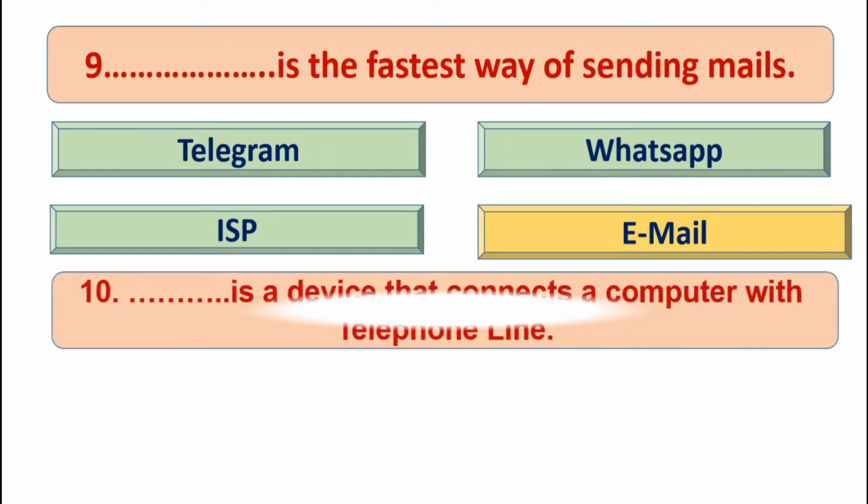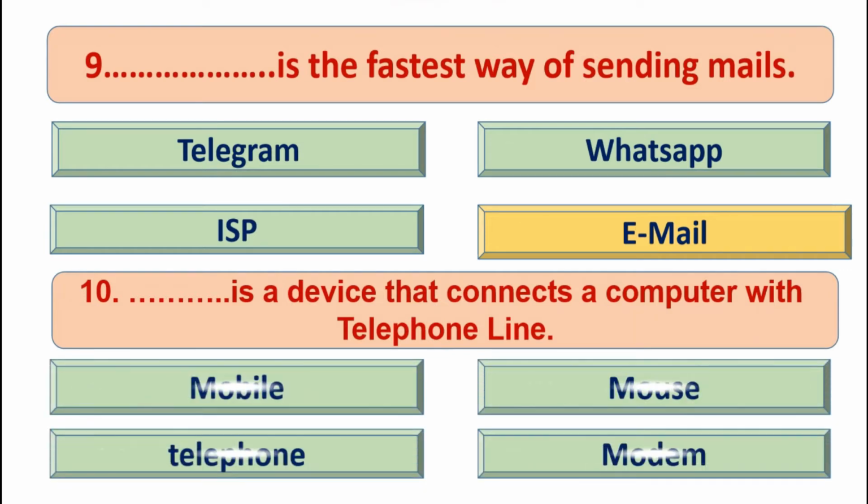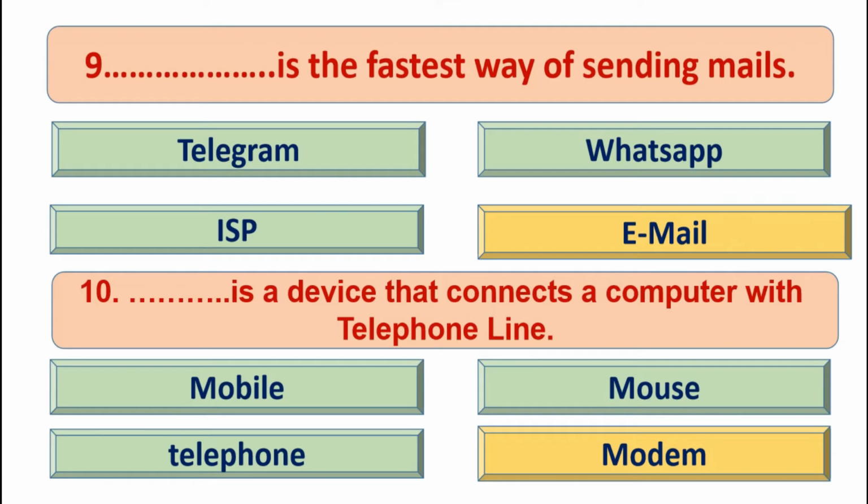Dash is a device that connects a computer with a telephone line. Options are mobile, mouse, telephone, modem. Test student, what is the answer? It's modem. Modem is a device that connects a computer with a telephone line. Modem is necessary to connect internet.